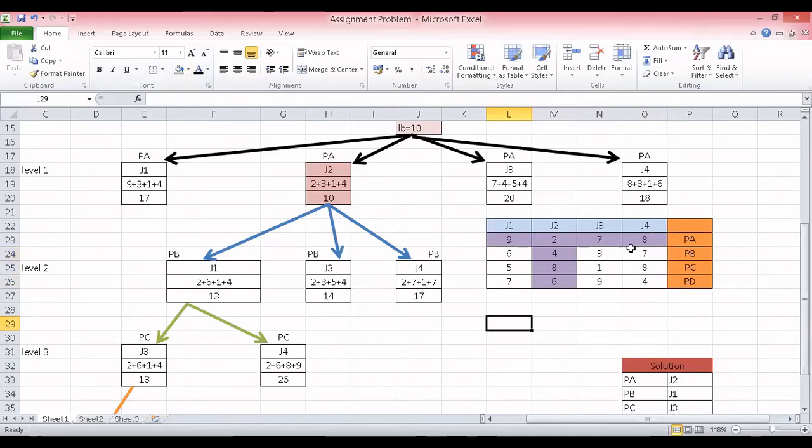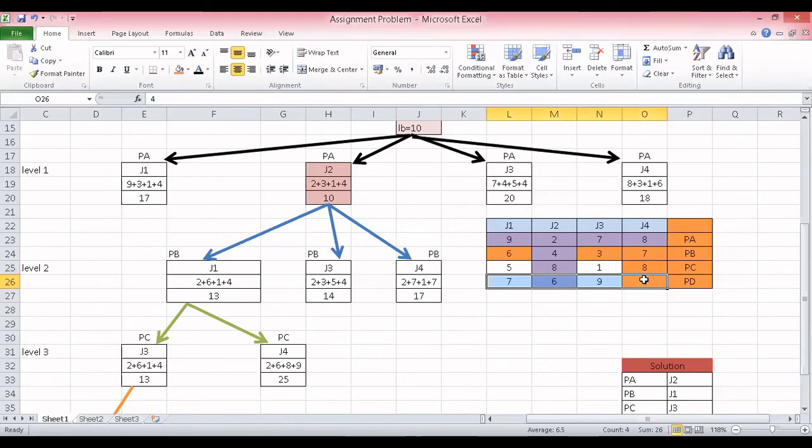When job 4 is assigned to person B, same way, I will highlight person B with orange color. And now the job considered is job 4. Now the intersecting row and column value is 7. Take that 7. This is the value. Plus person C. What is the minimum value? 1. I can take 1. Person D. What is the minimum value here?